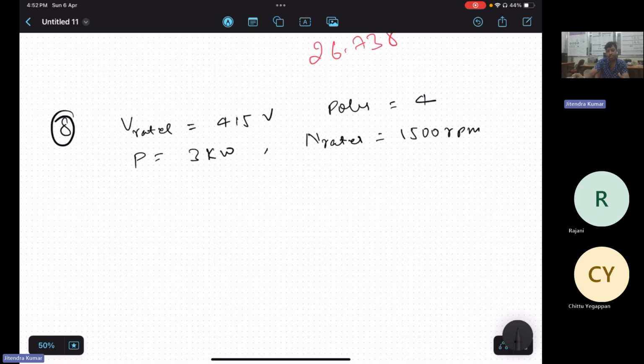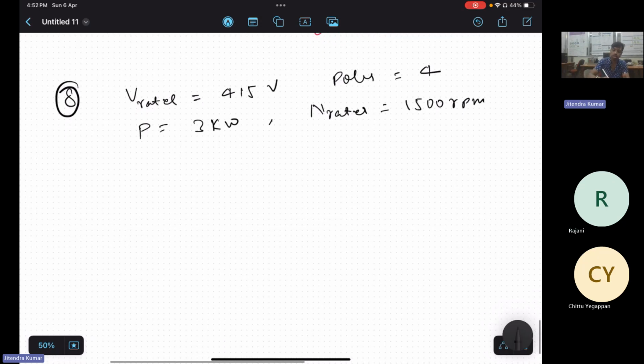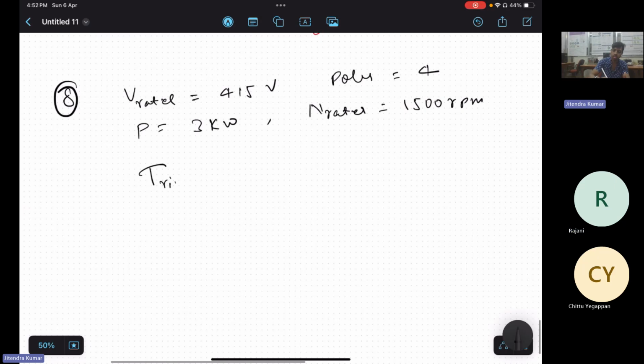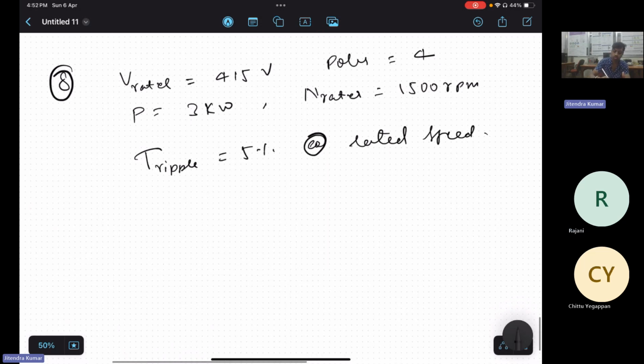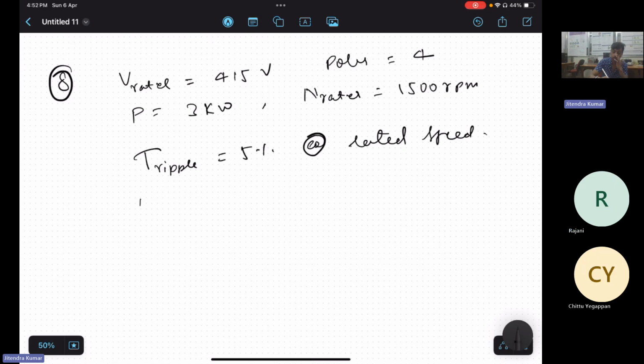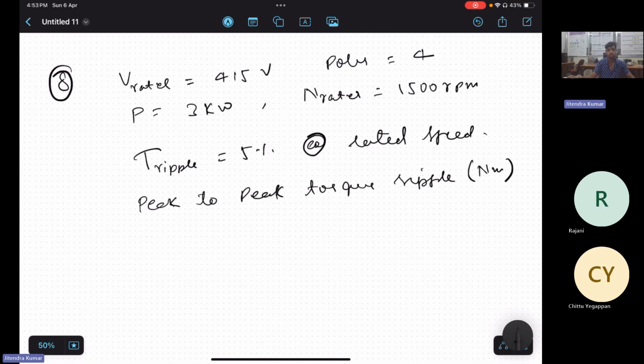During FE analysis, it is found that torque ripple is 5% at rated speed. So what should be the peak to peak torque ripple in newton meter? So how can we calculate it?